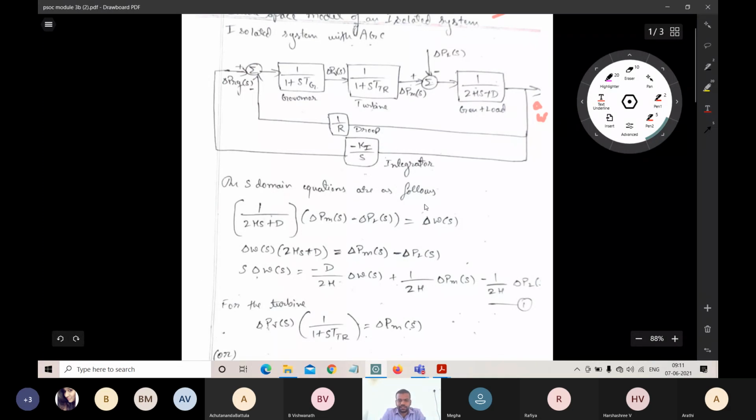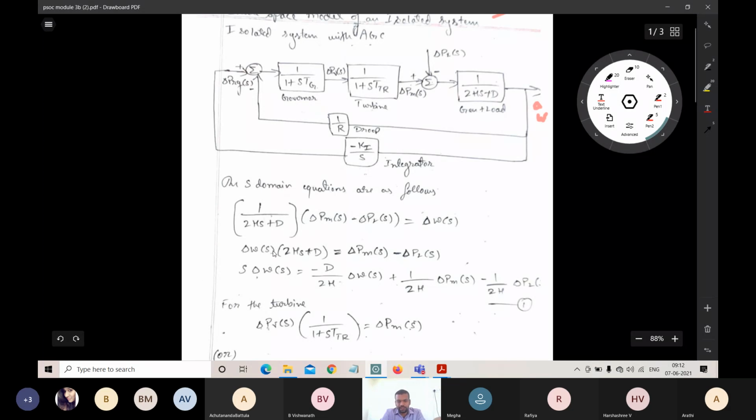Delta omega s into 2Hs plus D. Cross multiply: delta omega s into 2Hs plus D is equal to delta Pm of s minus delta PL of s. Solve the equations, nothing more to it. Just apply Laplace. So s delta omega s is equal to minus D divided by 2H into delta omega s. The plus is here, so this is transferred to the right side, that is minus.